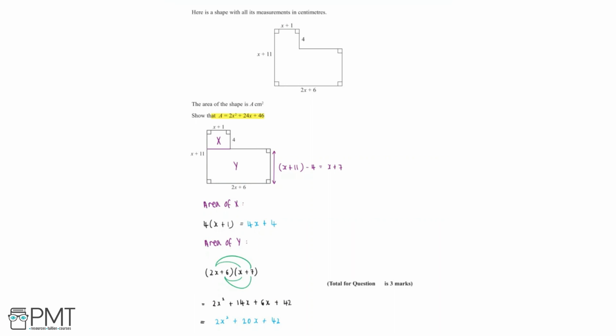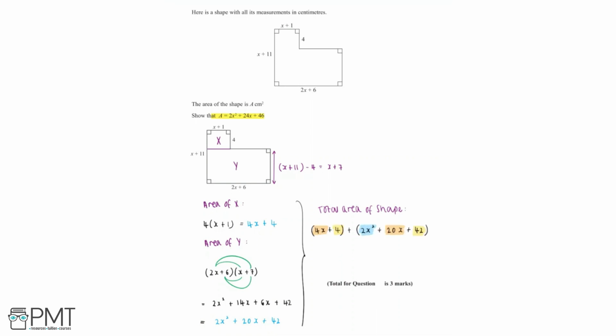We need to show that A is equal to 2x squared plus 24x plus 46, where A is the area of the total shape. And so to find the total area A of the shape, we want to find the area of X plus the area of Y. And so we'd do 4x plus 4 plus 2x squared plus 20x plus 42.